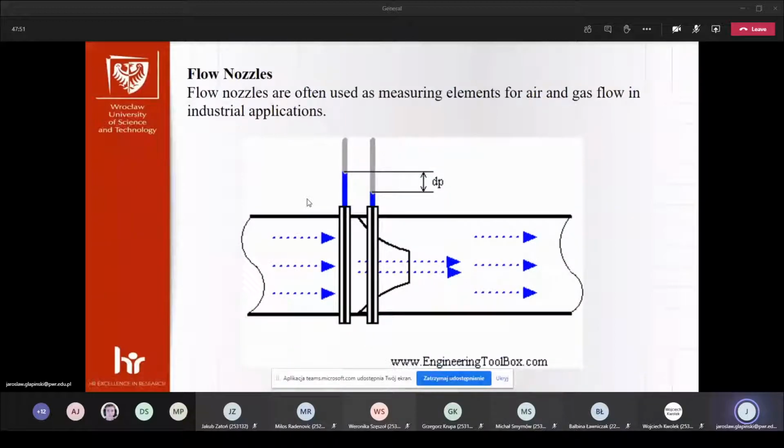In the same situation, we measure the differential pressure between the input, before the nozzle and after the nozzle, and the difference of the pressure obtained is connected with the flow of the gas, both the volume or the mass flow of the gas or of the liquid.